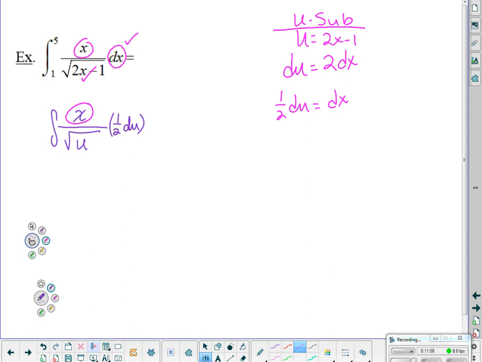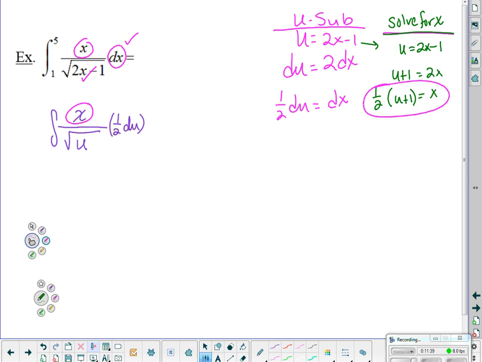Let's throw this one in green. So this is going to be solved for x, so we can double sub. From there, I'm going to take the u equals 2x minus 1, modify it a bit, add 1 to both sides. That gives me u plus 1 equals 2x, and that'll make x equal to 1/2 of u plus 1. There's my replacement for x. So we're going to replace x with that, and that should help the progress here.